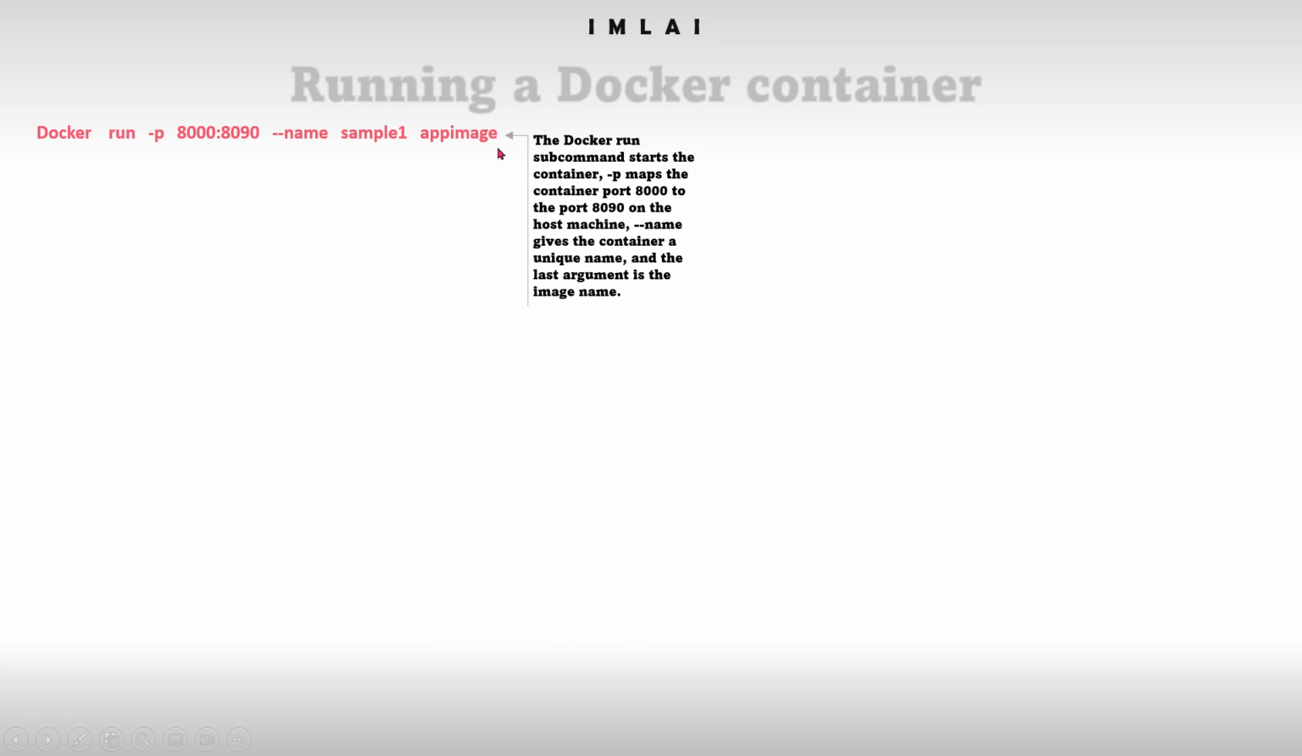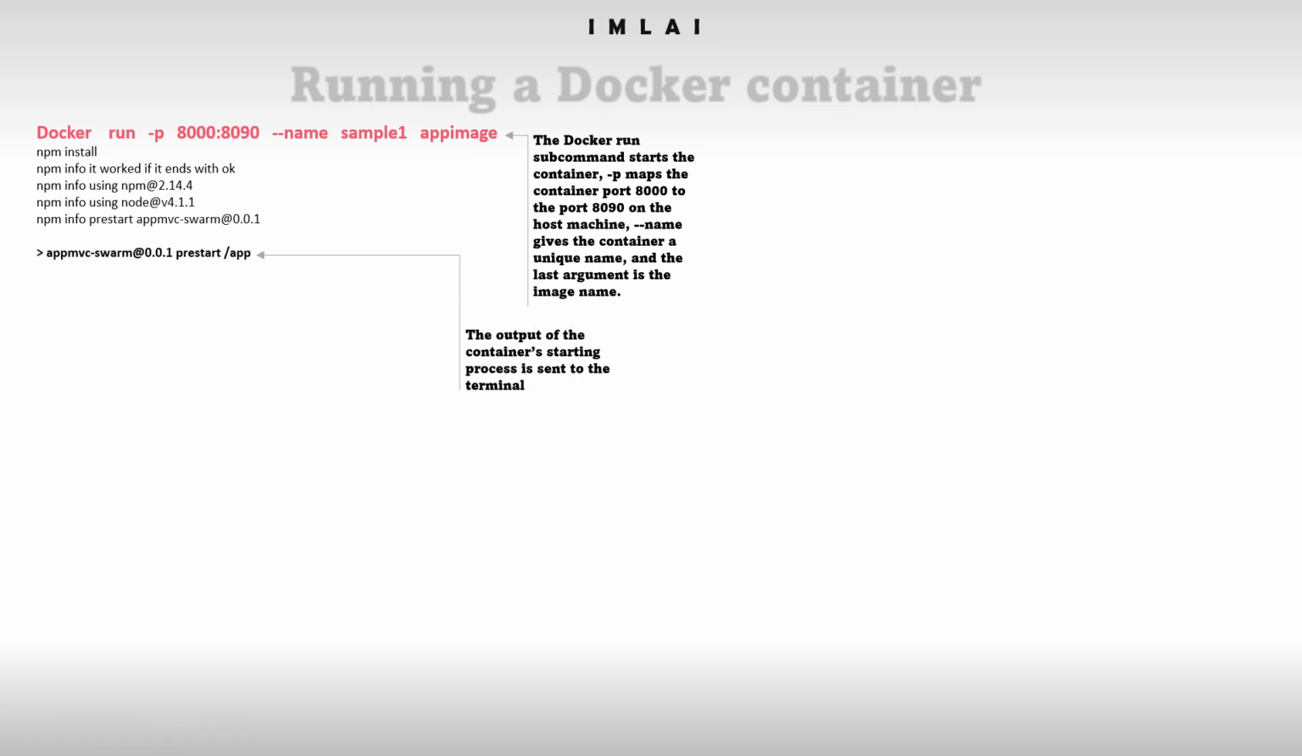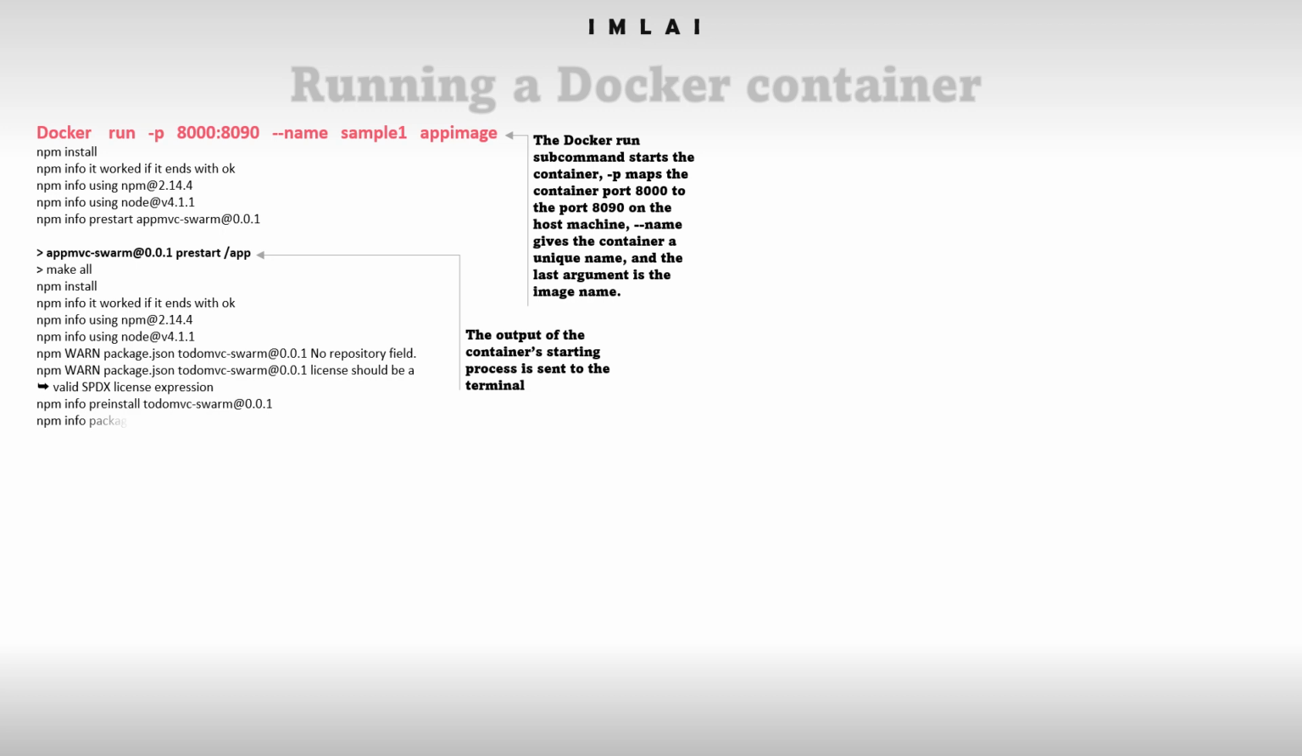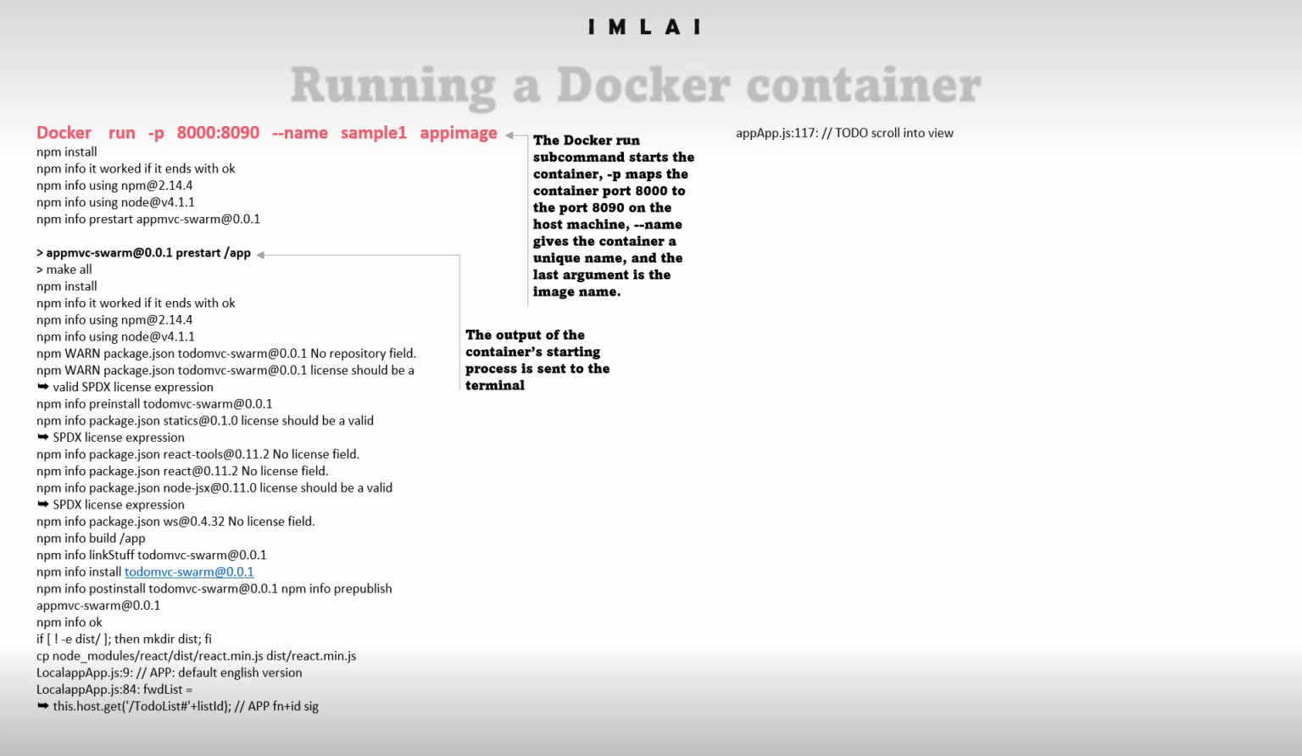The docker run subcommand starts the container. The P option maps the container port 8000 with 8090 in this case on the host machine, and then the name option gives the container a name. In this case we set the container name as sample 1, and the last argument here is the image name. Once you execute, this is the output you get. This part is the output of the container starting process, sent to the terminal. Then the steps are being executed one by one, and it goes on like that.